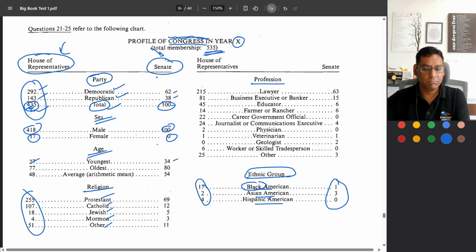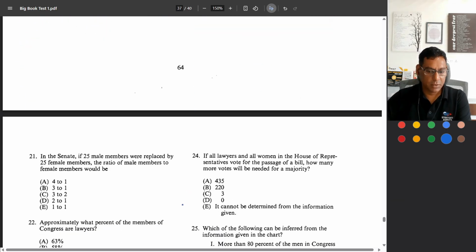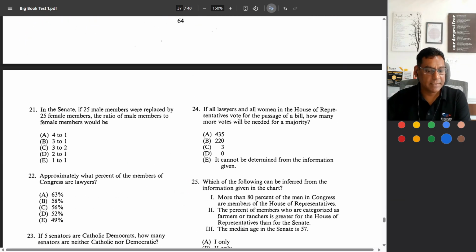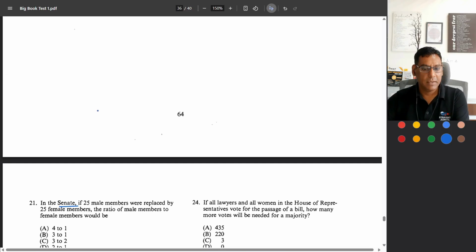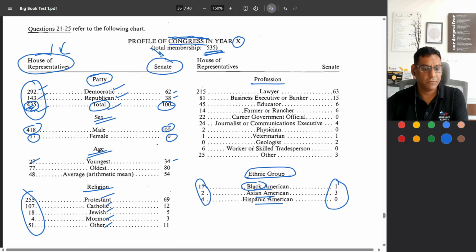But basically they are saying there are two houses, and this is the composition with respect to different factors. Fair enough, I understood the information. Let's move on. In the Senate, now some of the terms you should know. This is the House of Representatives. This is the Senate. This is Congress.